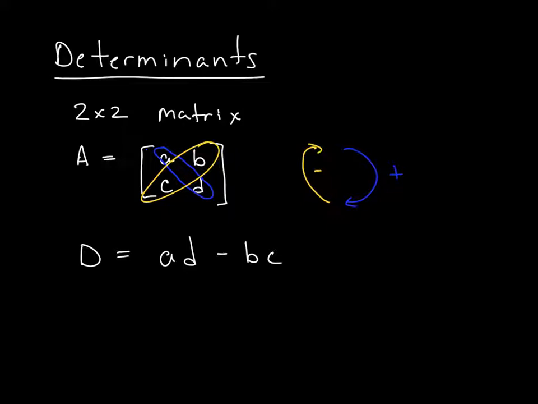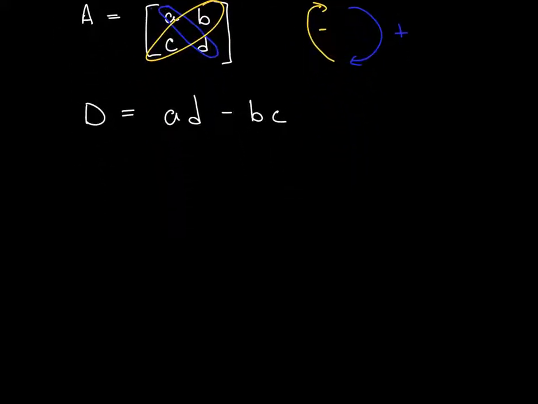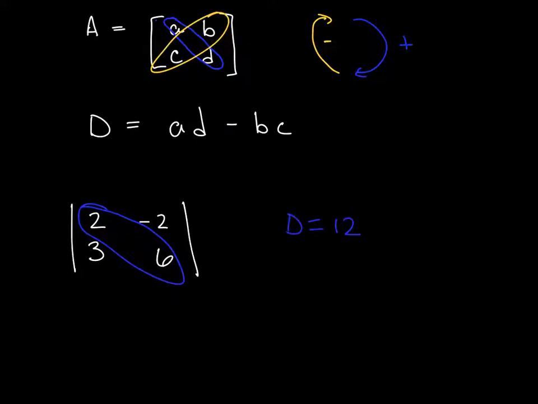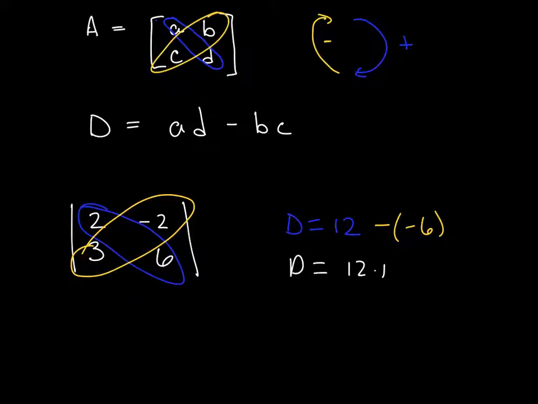So if I ask you to go through and find the determinant, given the matrix 2, 3, -2, 6, multiply. So my determinant is equal to 12, and then coming up from this direction, minus a -6, or the determinant of this matrix is just 12 plus 6, or 18.